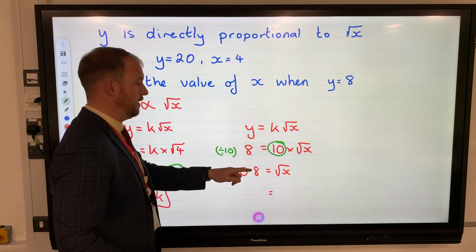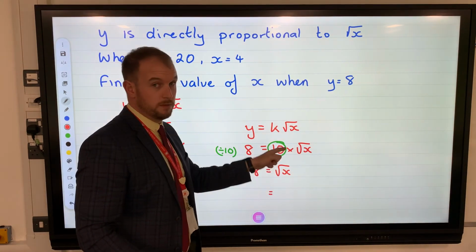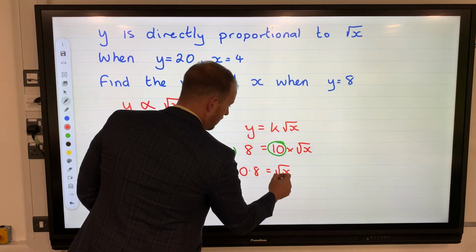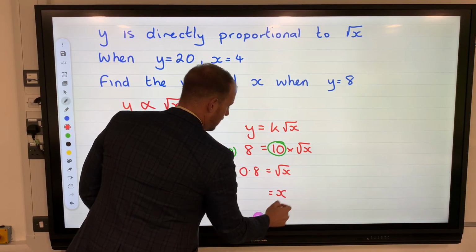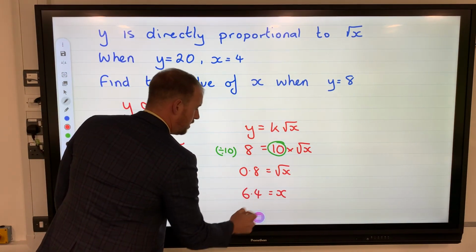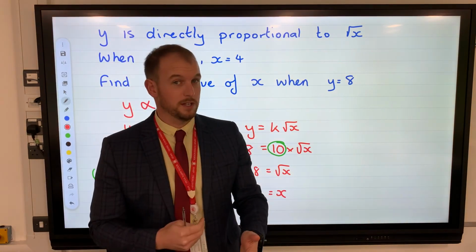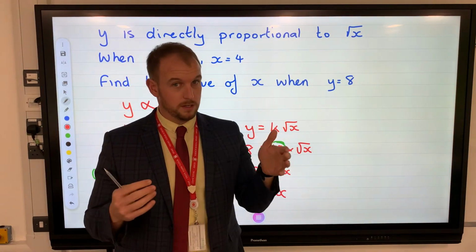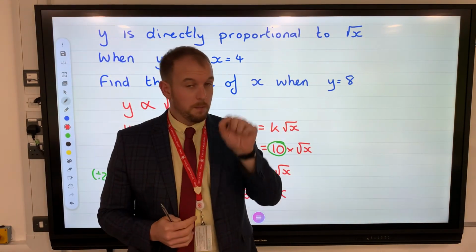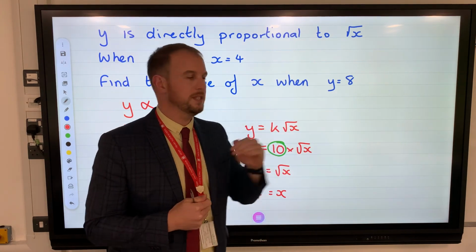Now we don't want the root of x, we want x. So now the inverse of square root is squared. So if we square this here, we get x, and then 0.8 squared is 6.4. Now with these questions, some of these constants might be decimal constants. I've used whole numbers here. However, be careful, even if you get a decimal, it's still right as long as you're following those steps.